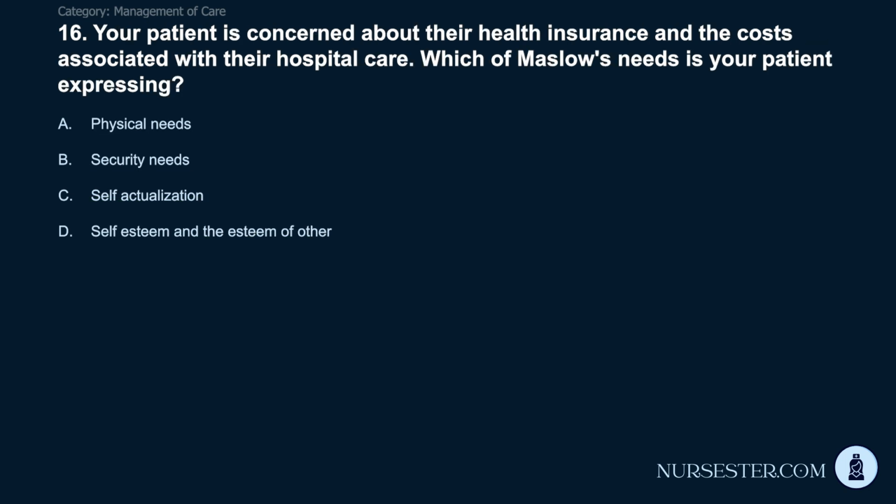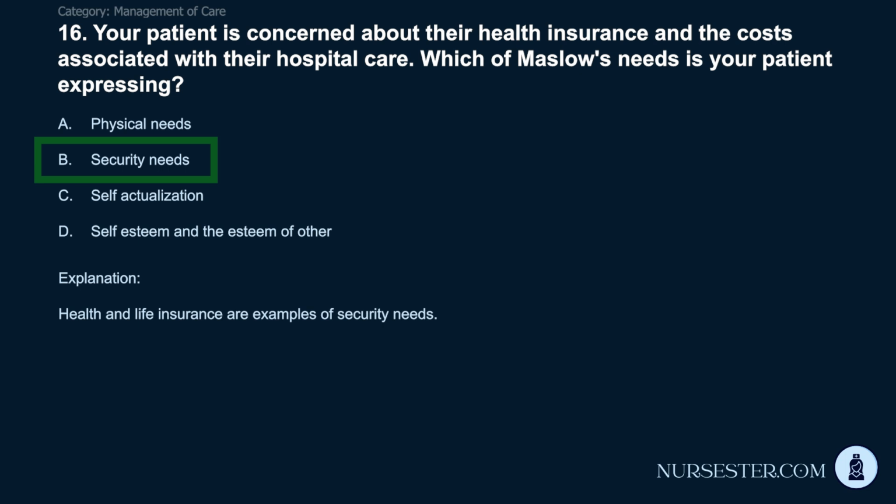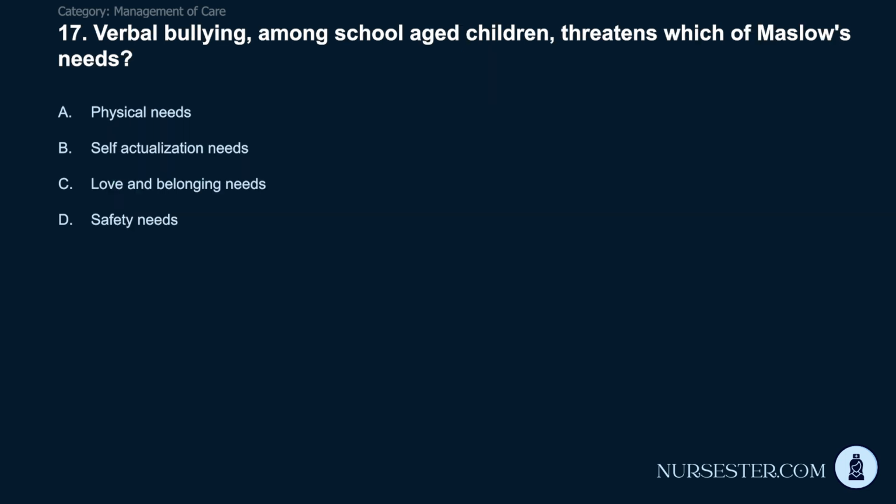16. Your patient is concerned about their health insurance and the costs associated with their hospital care. Which of Maslow's needs is your patient expressing? A. Physical needs. B. Security needs. C. Self-actualization. D. Self-esteem and the esteem of others. Correct answer: B. Security needs. Health and life insurance are examples of security needs.